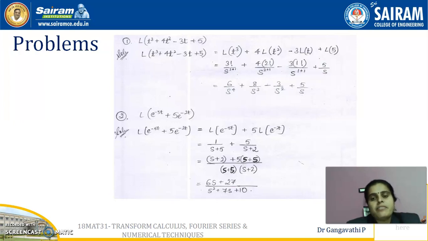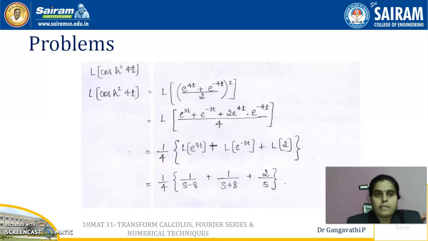And for the second term, 5 e to the power of minus 2t, again the same formula, and the value of a here is equal to 2. So substitute that: 5 divided by s plus 2. So now we need to further simplify this. You can take an LCM, and once you take the LCM, the denominator is s minus 5 into s plus 2, and the numerator is s plus 2 plus 5 into s minus 5, and on simplifying we get 6s minus 23 divided by s square minus 3s minus 10.